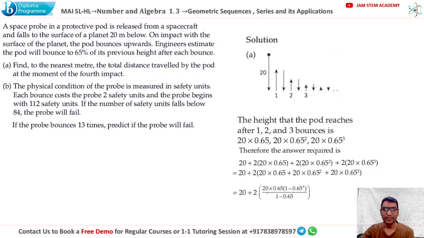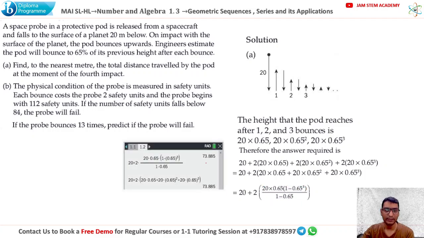Okay, so after simplifying it using the formula a times 1 minus r raised to the power n over 1 minus r, or simply using the GDC, I can get my answer as 73.885. In both ways you will get the same answer.